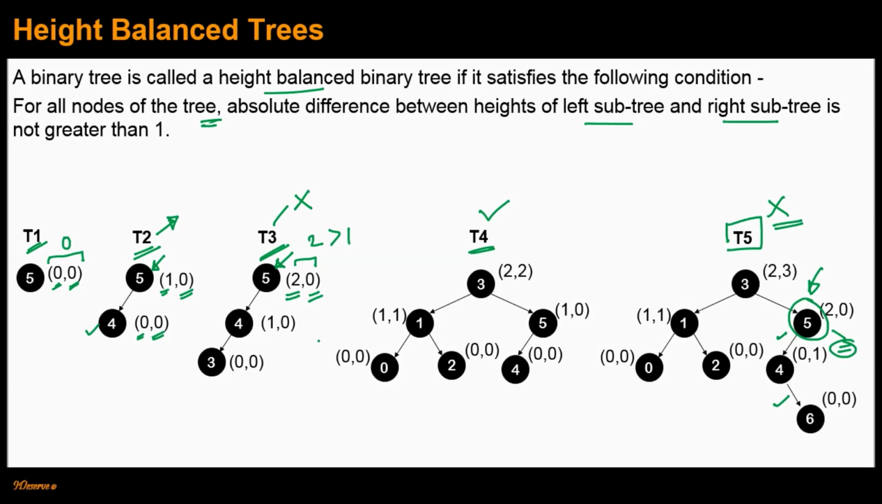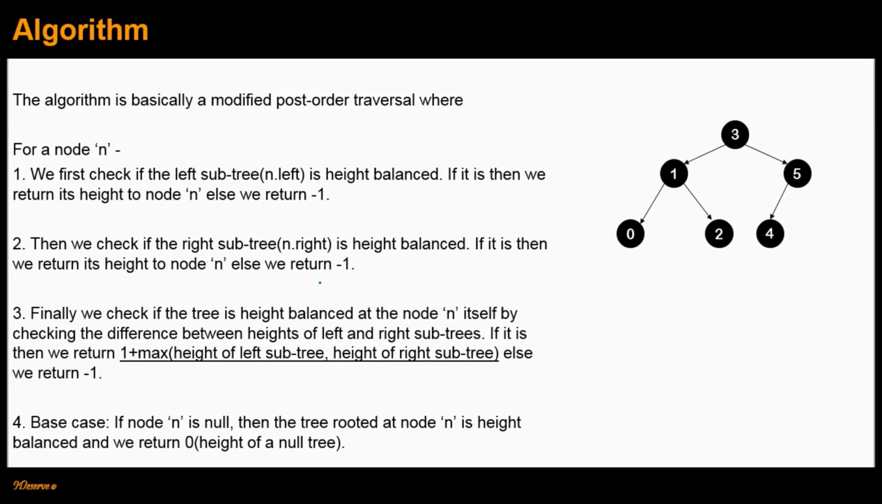Now let's try to solve this problem in order of n time. So in this algorithm, which is basically a modified post order traversal, for a node n, we first check if the left subtree is height balanced. That is, we check if all the nodes in the left subtree of node n satisfy the condition for height balance. If the left subtree is height balanced, then we are returning its height to the calling function, right? Otherwise, we return -1.